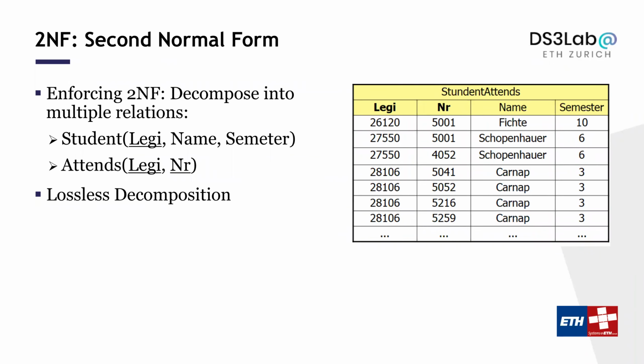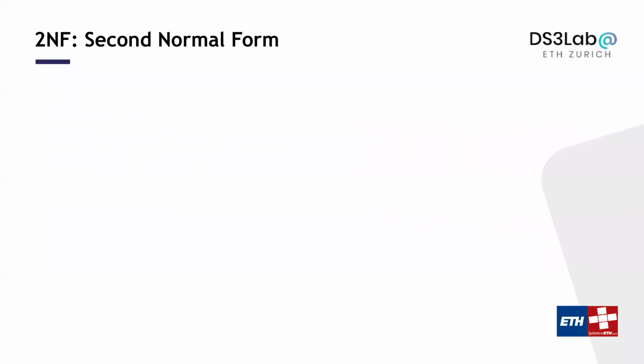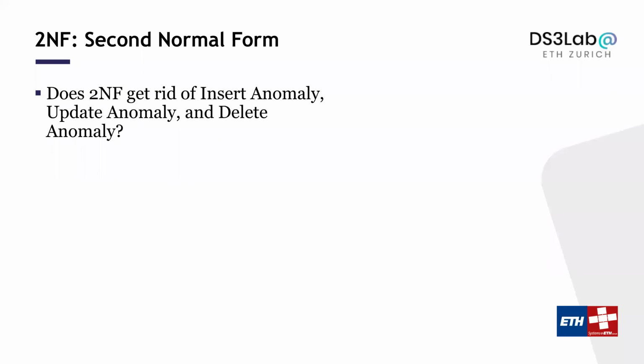This is a precise, systematic process that takes as input a relation that's not in second normal form and turns that into a set of relations, each of which is in second normal form. And it's very easy to see that this decomposition is also lossless. We talked about how to test that in the last lecture. Okay, so this is about second normal form.